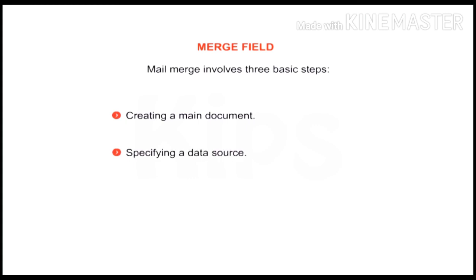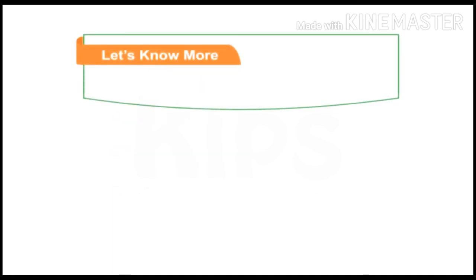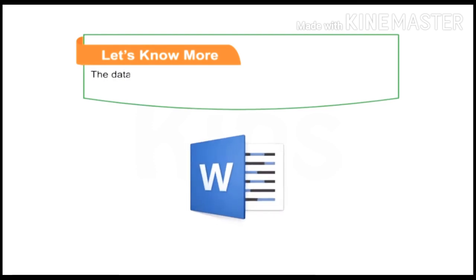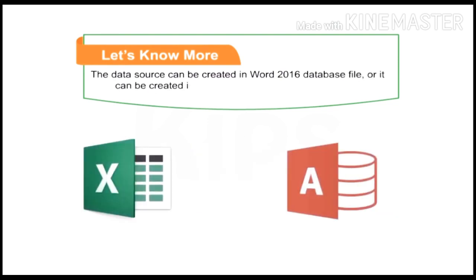Mail merge involves 3 basic steps. First, creating a main document. Second, specifying a data source. Third, merging the data source with the main document. Let's know more. The data source can be created in a Word 2016 database file, or it can be created in another application like Excel 2016 or Access 2016.